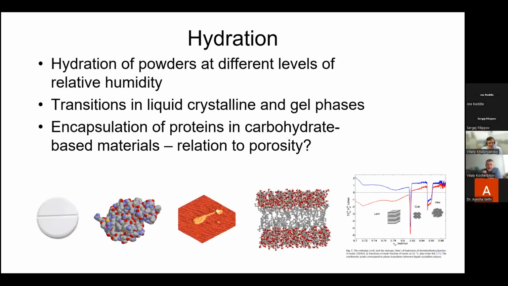So in our lab, we often study hydration, and well, what do we really study when we study hydration? We study quite different things for different purposes, and often we look at hydration of powders at different levels of relative humidity, and during hydration we can often see transitions which include various crystalline, gel, liquid crystalline phases, and so on.